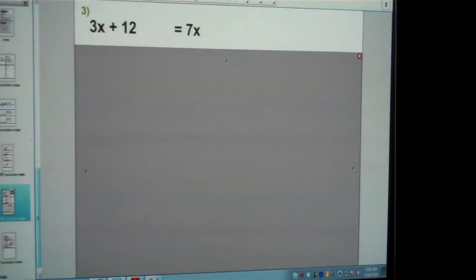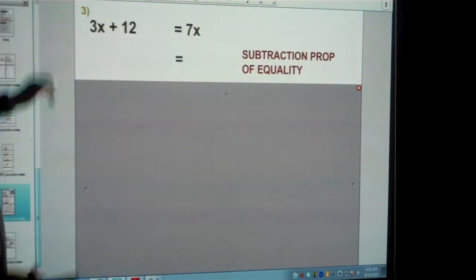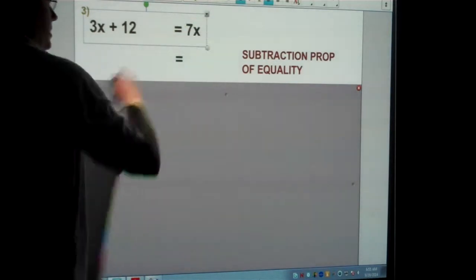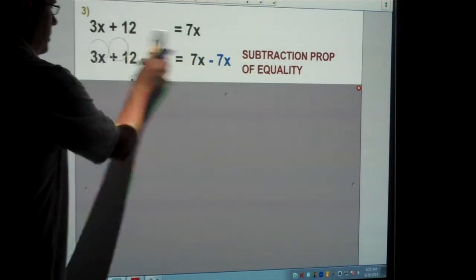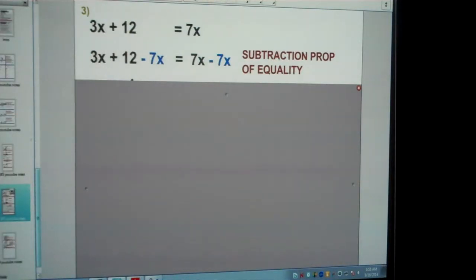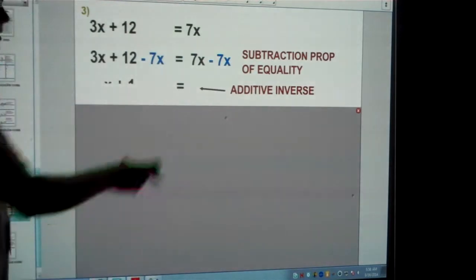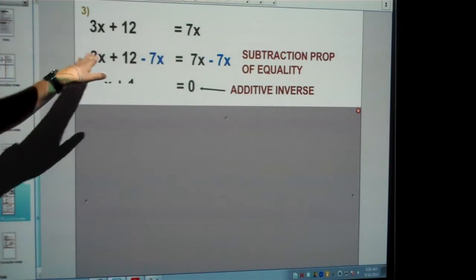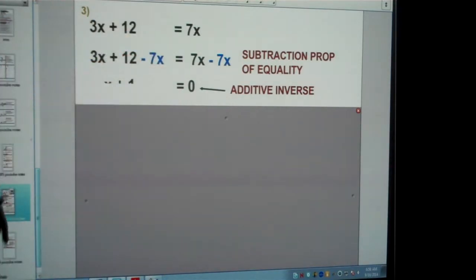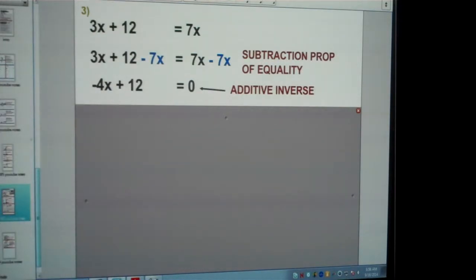For our third one, 3x plus 12 equals 7x. So I really want to collect my x's on the left hand side. So I'm going to take away 7x from both sides. This is a positive 7x. That's the reason why I'm subtracting 7x from both sides. And then I can go ahead and simplify. So 7x take away 7x is 0. As these are opposites, positive and negative, that means that one's an inverse. And the rule for this one, 3x take away 7x, I'm just working that out, it's negative 4x, so that would be an example of substitution.